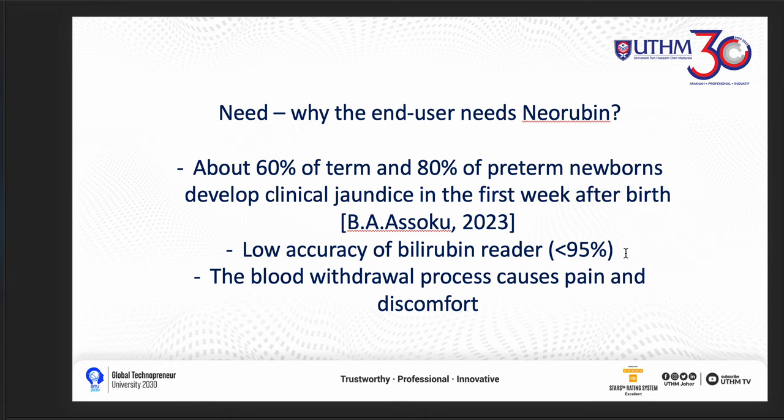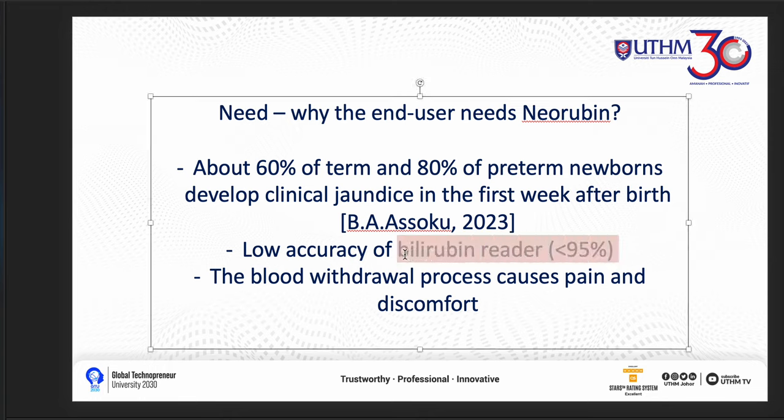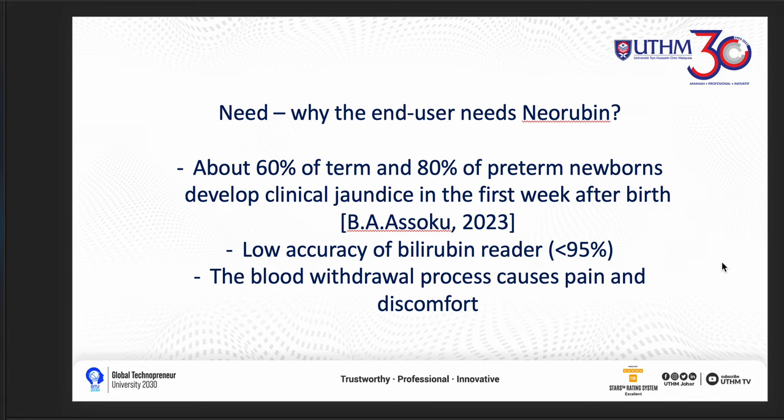Right. The second problem that I highlight in this need is the available bilirubin reader. Bilirubin is a substance that causes the jaundice disease. It is low in its accuracy. So low means I refer to less than 95%. Okay, so that is the second problem.